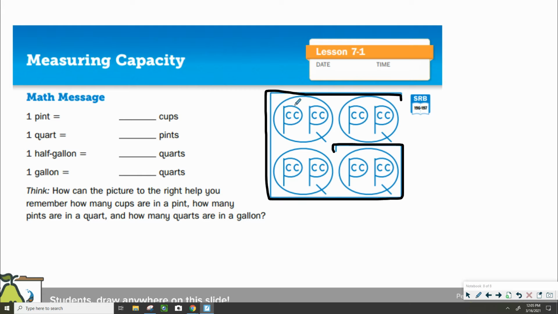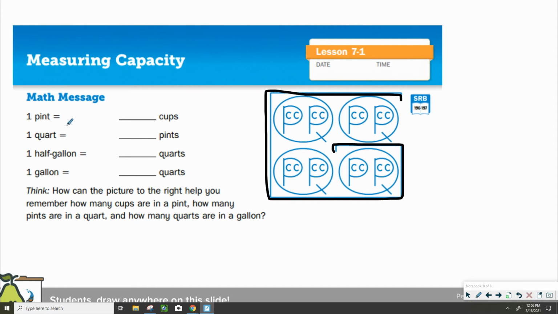So in 1 gallon, I have 4 quarts. In 1 gallon, I have 2, 4, 6, 8 pints. So you're counting the letters. In 1 gallon, I have 16 cups: 2, 4, 6, 8, 10, 12, 14, 16. Okay, so I can do that. I can also tell you, though, that in 1 quart, I have 2 pints. In 1 quart, I have 4 cups. In 1 pint, I have 2 cups. So I can do those conversions as well by looking and seeing what letters are inside of it.